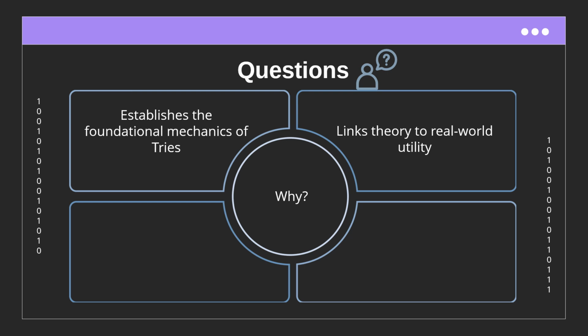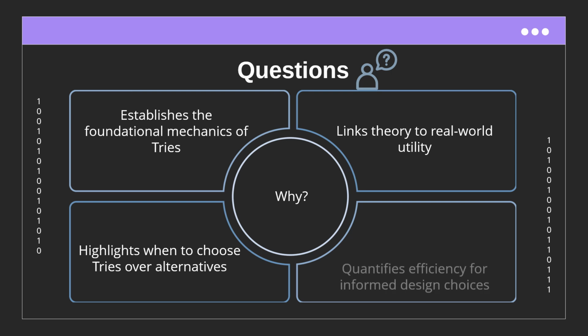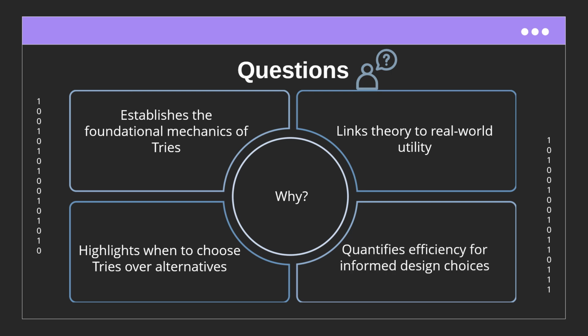For practical applications, it links theory to real-world utility. So a trie can be implemented in things like autocomplete, spell checking, and network routing. For advantages and disadvantages, it highlights when to choose tries over alternatives. So it reviews things like speed, space efficiency, and weaknesses like memory overhead. And finally, for time and space complexity, it quantifies efficiency for informed design choices, like what the best case is for different scenarios.